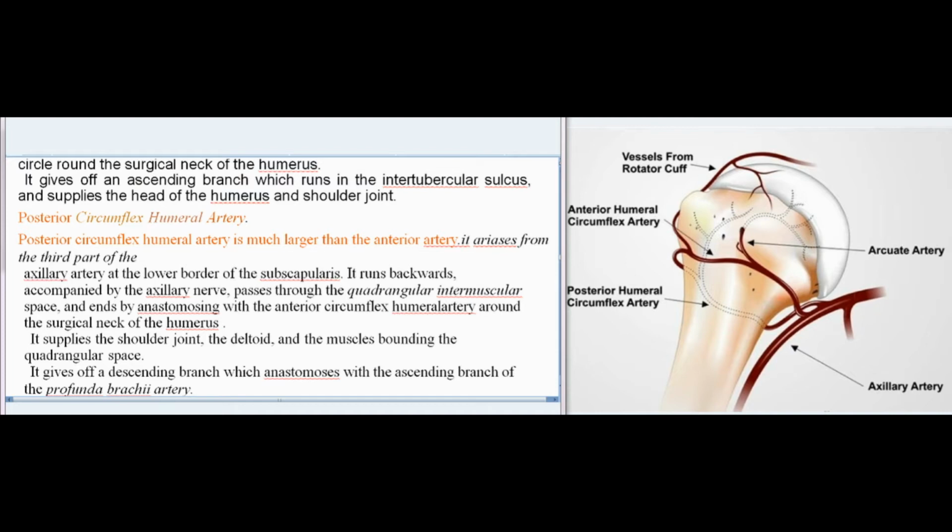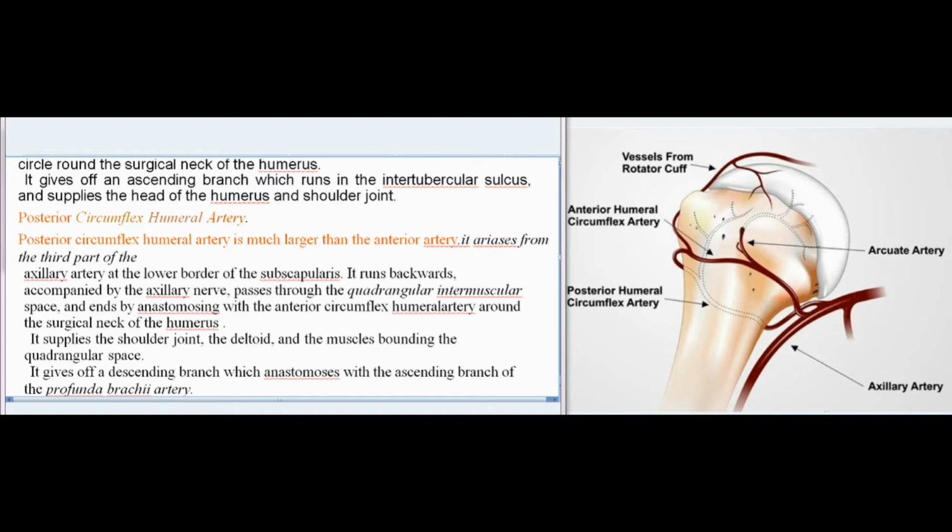Posterior circumflex humeral artery. The posterior circumflex humeral artery is much larger than the anterior artery. It arises from the third part of the axillary artery at the lower border of the subscapularis. It runs backwards, accompanied by the axillary nerve, passes through the quadrangular intermuscular space, and ends by anastomosing with the anterior circumflex humeral artery around the surgical neck of the humerus.